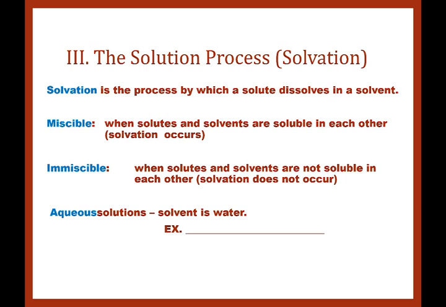The solution process, we call that solvation, and that is the process by which a solute dissolves in a solvent. If something is miscible, that means they will actually dissolve in each other, or the solution will occur. Immiscible is when it will not occur. And a very good example of something being immiscible is oil and water. We know that those don't mix.